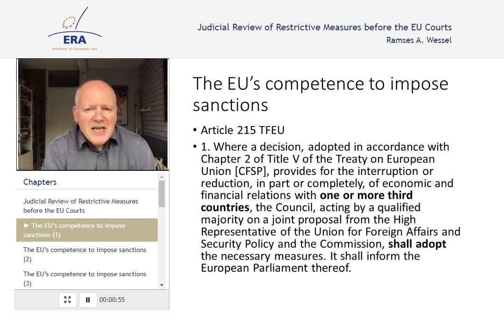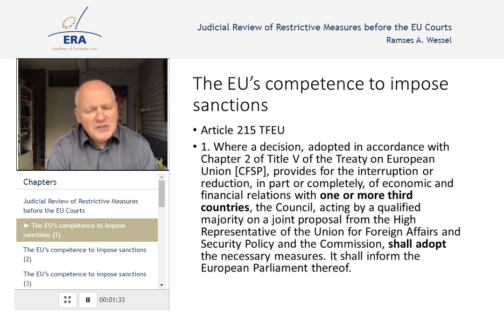And it's interesting to see, and I'm sure you have discussed that as well, but let me underline that again, that we have this sort of two-step procedure here, right? So where a decision adopted in accordance with Chapter 2 of Title 5, that is the CFSP chapter, where a CFSP decision provides for the interruption or reduction of economic and financial relations with one or more countries, the council, acting by a qualified majority, on a joint proposal by the High Representative and the Commission, shall adopt the necessary measures.